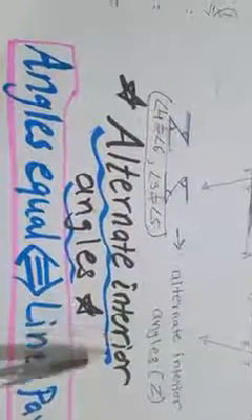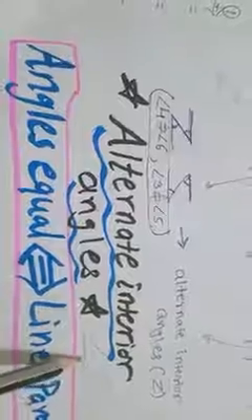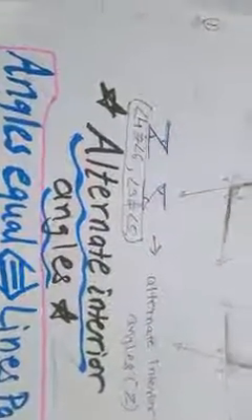Is it okay? Alternate interior angles means Z-shape angles. Z-shape angles are alternate interior angles. Don't forget it. Now we see the second type.